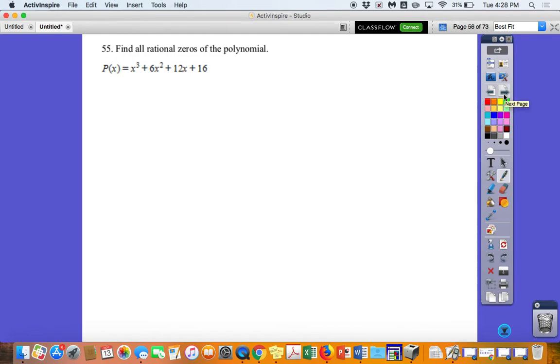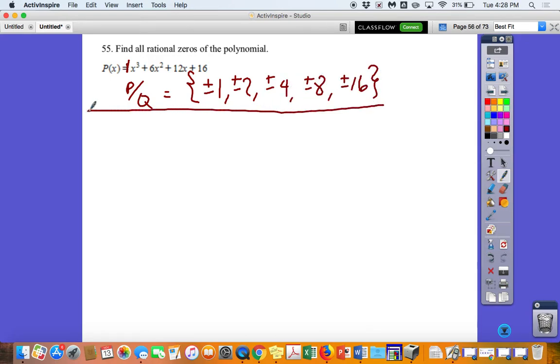Okay, so find all the rational zeros of the polynomial. This is where you need your P over Q. Now, quite honestly, I'm going to jump straight into the P over Q because the Q is 1, so there's no need to make it last longer than it really is. So I just need all the numbers that go into 16. And that's pretty much all there is. Let's see if Descartes got anything to tell us.